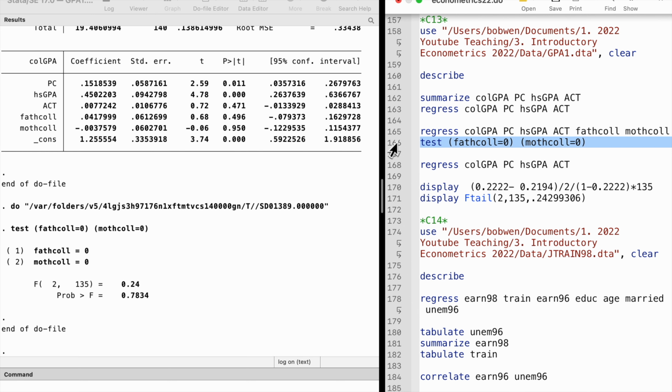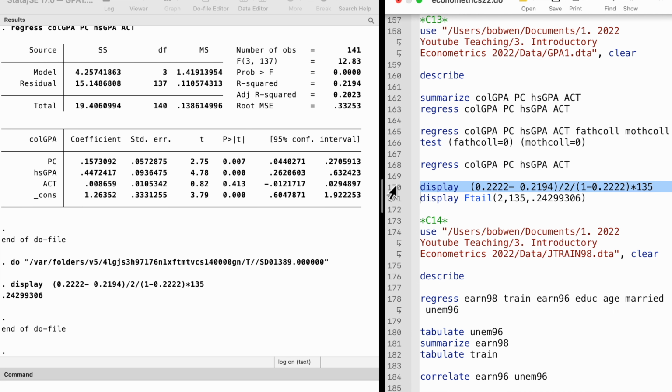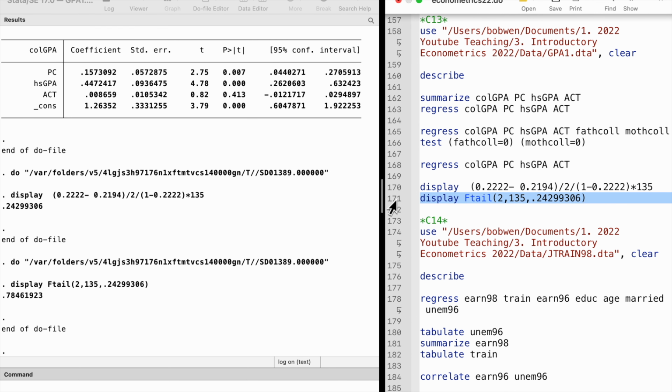The long, unrestricted model gives an R-squared of 0.2222. The short, restricted model gives an R-squared of 0.2194. There are two restrictions, and the unrestricted model has 135 degrees of freedom. We plug in all the elements and obtain the same F statistic as using the test command.